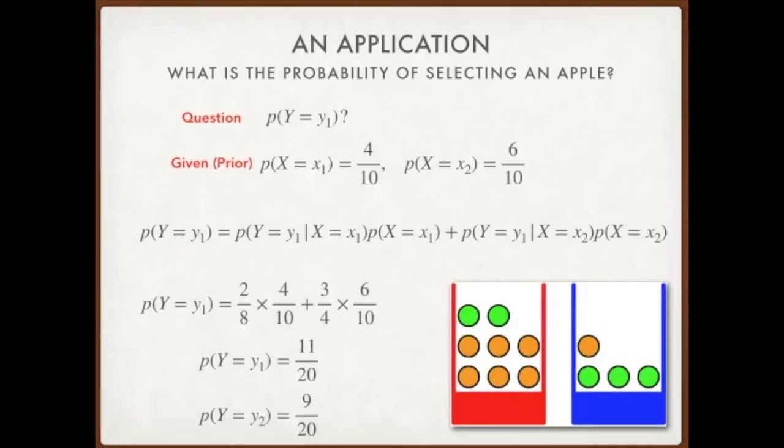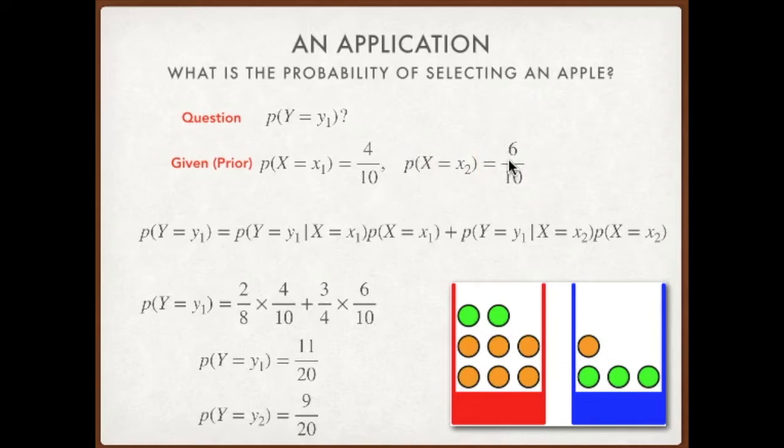First question we want to answer is, what is the probability of selecting an apple? Formally, following our notation, we are asking what is p of y equals y1. We know that the probability of selecting a red box and a blue box is 4 by 10 and 6 by 10. That is, p of x equals x1 is 4 by 10 and p of x equals x2 is 6 by 10. This given evidence is known as prior in probability theory.